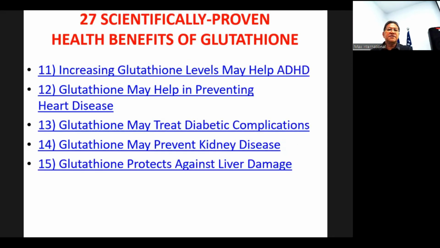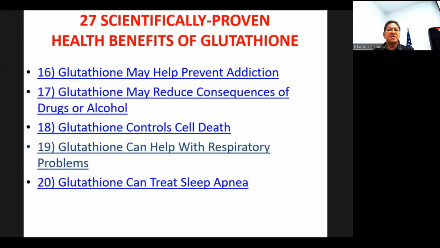Glutathione may treat psychiatric disorders. Glutathione may help in ADHD, that is attention deficit hyperactivity disorder, help prevent heart disease, help treat diabetic complications, may prevent kidney disease, protects against liver damage, helps prevent addiction, helps reduce consequences of drugs or alcohol, control cell death, help with respiratory problems, and during the last 3 years of COVID, at least 3 review papers concluded that only those with low levels of glutathione end up with severe COVID and die. Glutathione can treat sleep apnea.